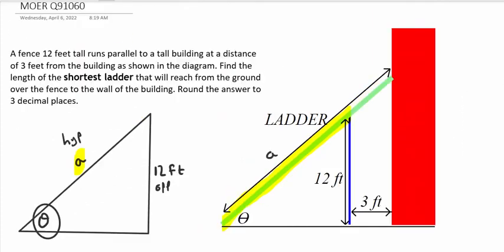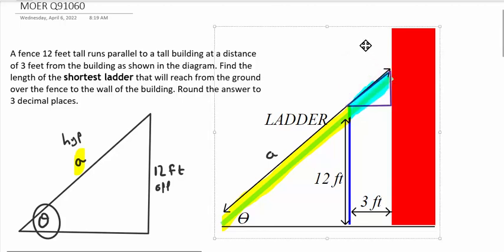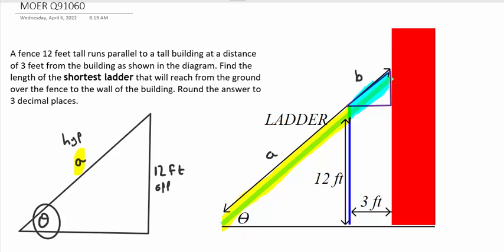The second part of the ladder would be this distance here, and I suggested we use this purple triangle whose hypotenuse would represent that length. So I'm going to call the length of the hypotenuse of the purple triangle b, and from down here you can see that this side would be 3 feet. Now you might be wondering, in this right triangle, what variable I may pick for the angle. It turns out that that angle is the same as this angle, theta.